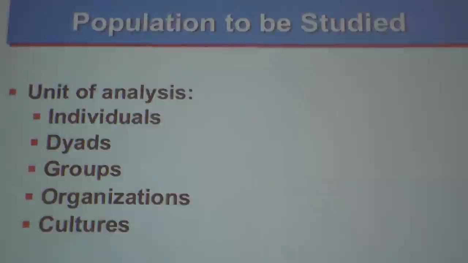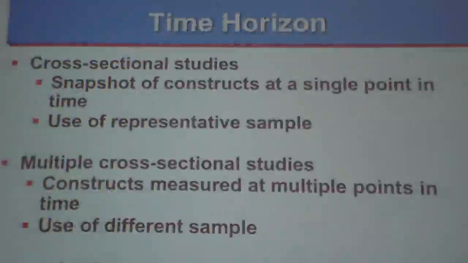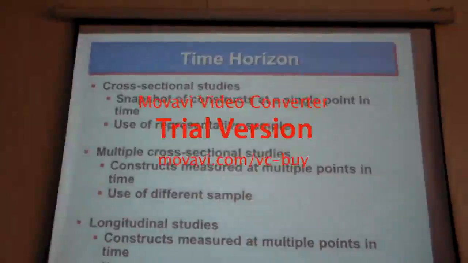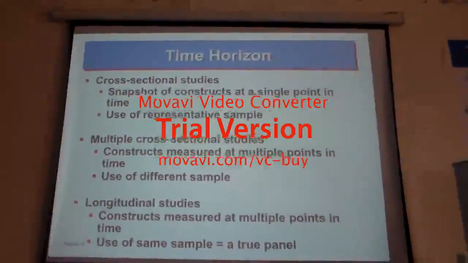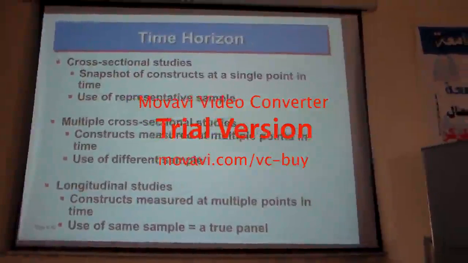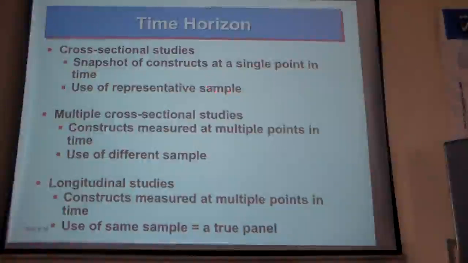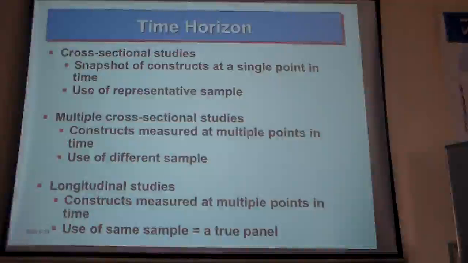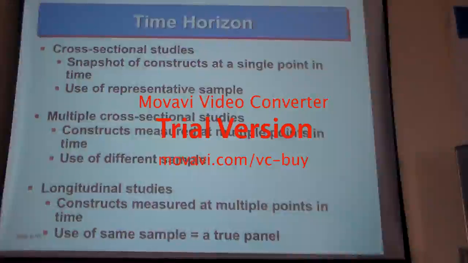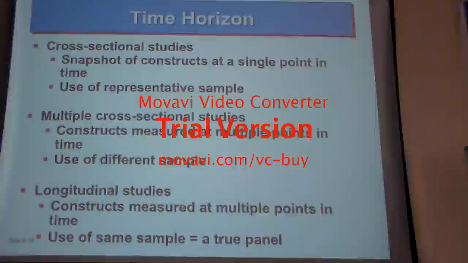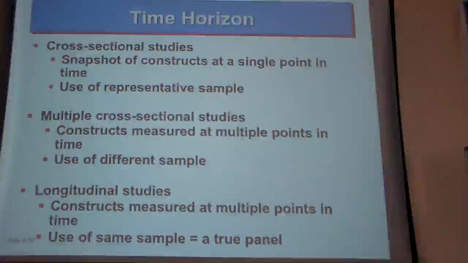Unit of analysis, as we said, we have individuals, groups, organizations, sometimes cultures, and the time horizon. We have cross-sectional, which is a snapshot of constructs at a single point in time. This is when you just measure something one time only, so we call it cross-sectional. Use of a representative sample means we just take this time as a representative of all the samples. The second is multiple cross-sectional. Multiple means we measure at multiple points of time, in the morning, afternoon, evening, maybe.